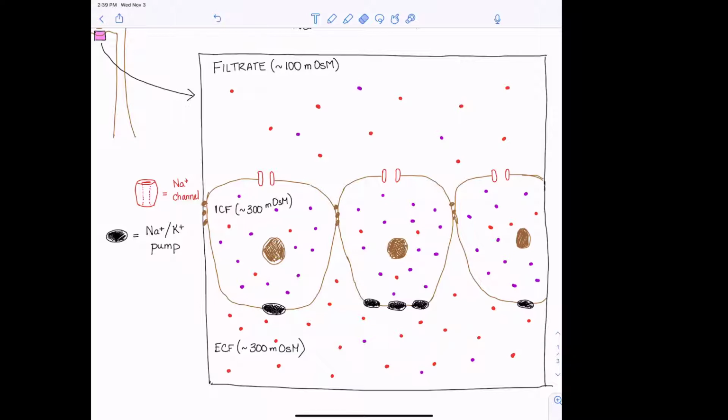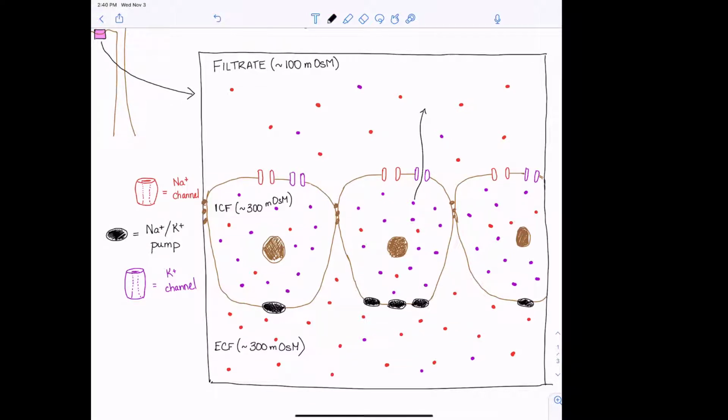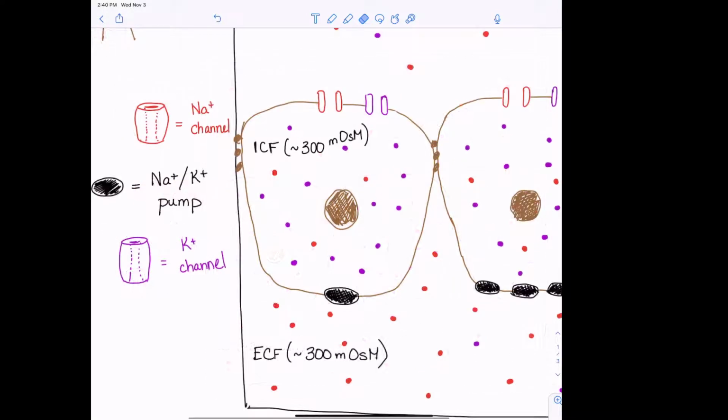Now let's turn our attention to potassium secretion. In order to do potassium secretion, I need to provide a channel protein in the apical membrane. This will allow potassium to exit the cell and enter the filtrate, which is the final step of secretion. To increase secretion, I would need to increase the gradient between my cell and my filtrate, and the number of sodium-potassium pumps is going to dictate that as well.